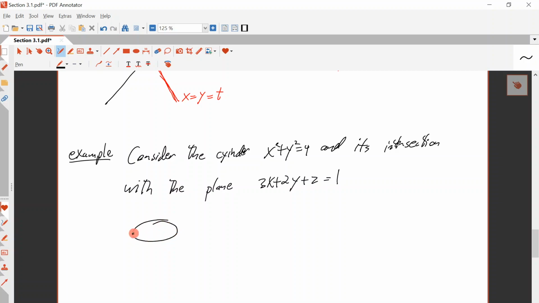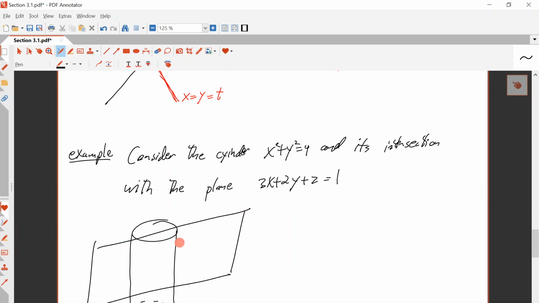Now I'm not going to draw them on an xyz coordinate system. I'm just going to draw that cylinder. So here's the cylinder, and here's the plane. Just any old plane. And how does that plane intersect the cylinder? Well, it intersects in some kind of oval shape. It's not really an ellipse, just some kind of roundish shape. All right, so that's the intersection of these two surfaces.